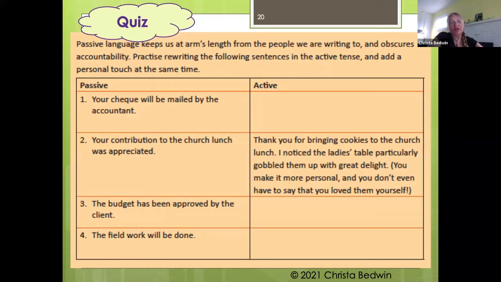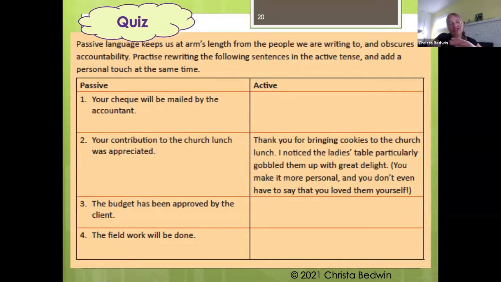"Your check will be mailed by the accountant." In the active voice, we would just say, "the accountant will mail your check." That's only 6 words then. "The budget has been approved by the client." We just say, "the client approved the budget."